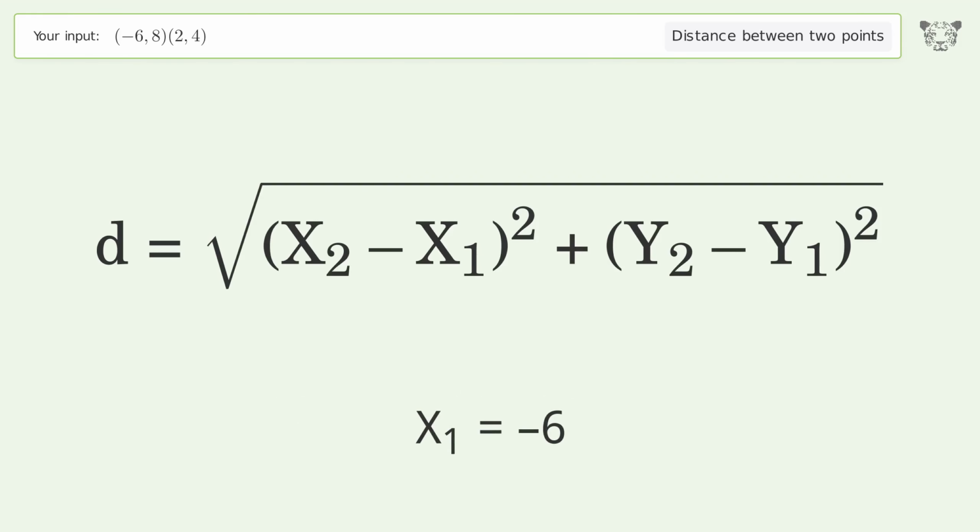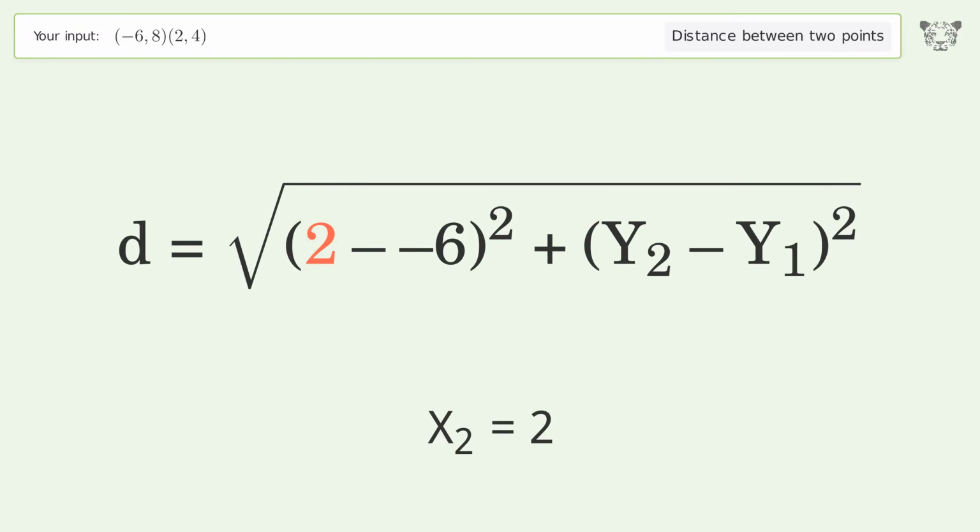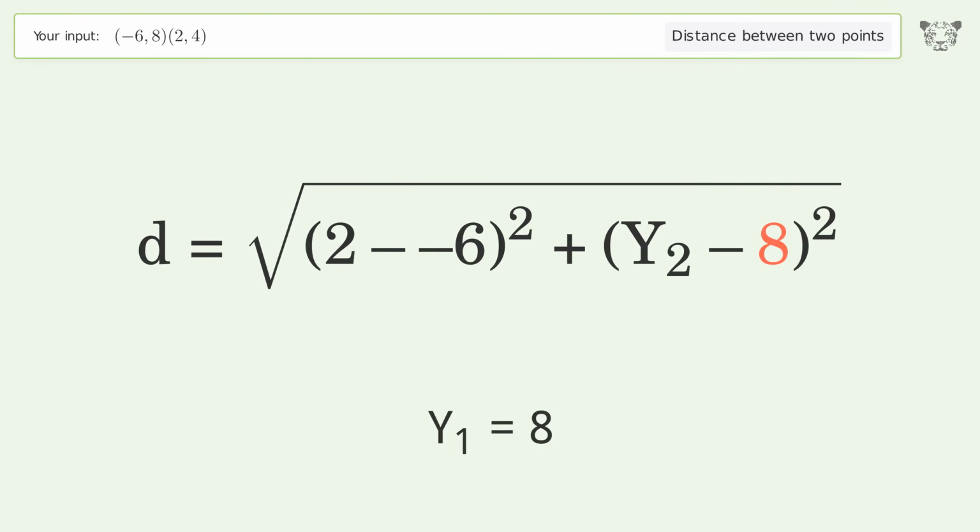x1 equals -6. x2 equals 2. y1 equals 8. y2 equals 4.